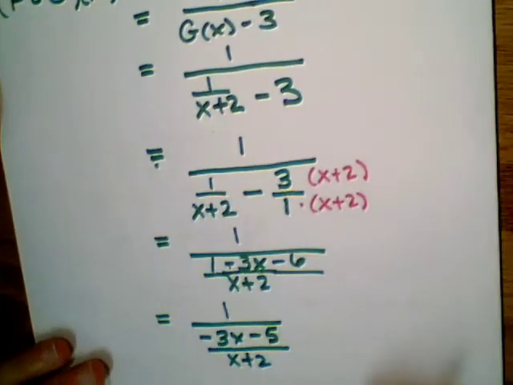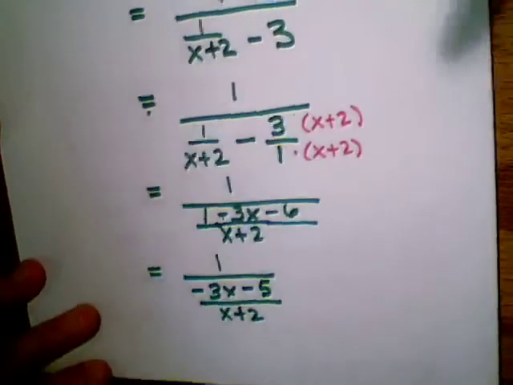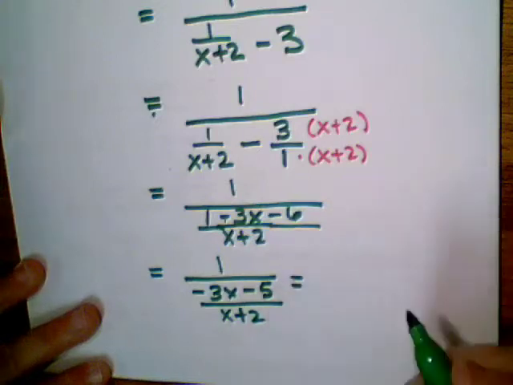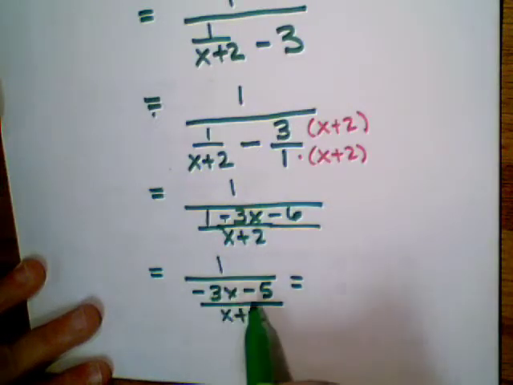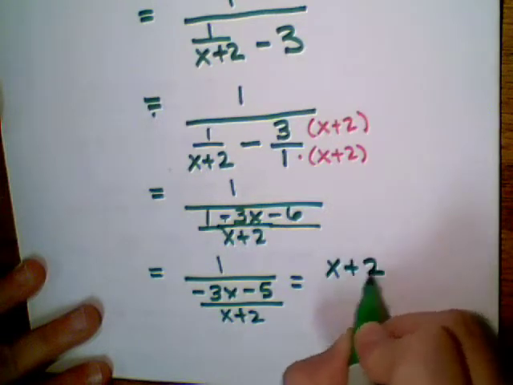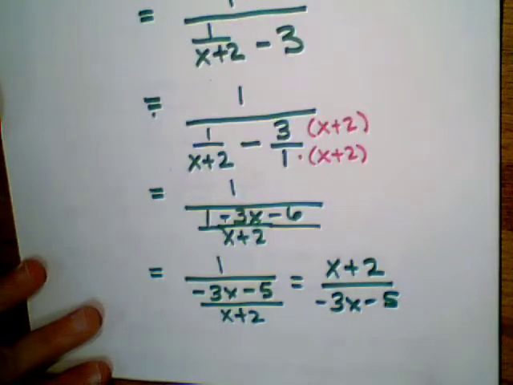Pull the paper up so that you can see. And 1 divided by this fraction is the same thing as 1 times the reciprocal of that fraction, which will give us a final answer of the sum x plus 2 over negative 3x minus 5.